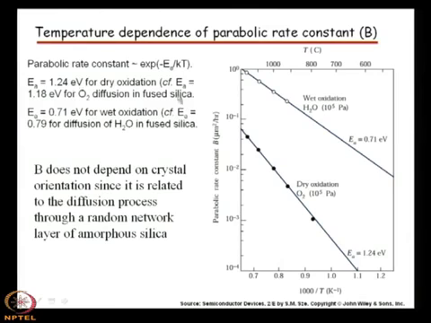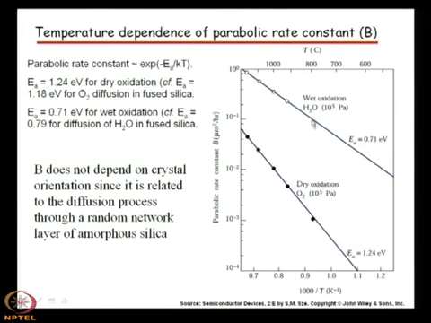The activation energy calculated from the Arrhenius plot is 1.24 electron volt for dry oxidation. For dry oxidation oxygen is used, and for wet oxidation water vapor or steam is used. In both cases the pressure maintained is 10 to the power 5 Pascal. We can compare this 1.24 electron volt with the activation energy of oxygen diffusion in fused silica, where the value is 1.18 electron volt. So, the values match quite well.